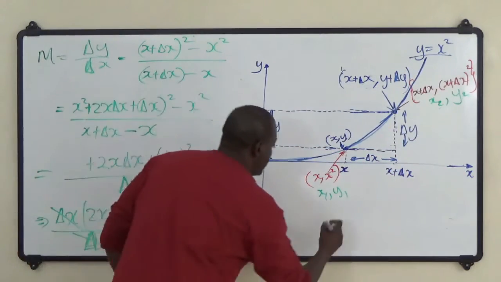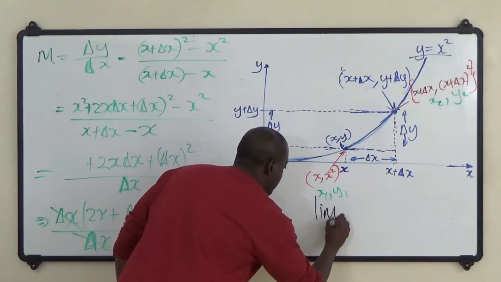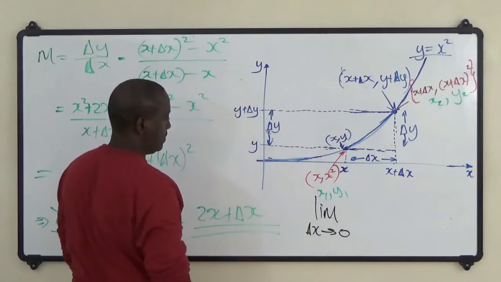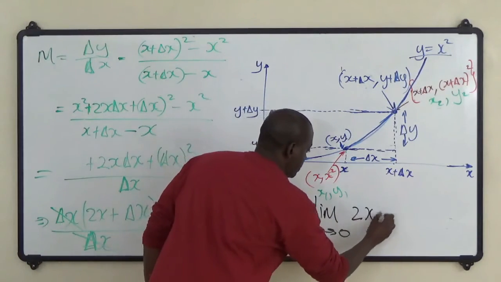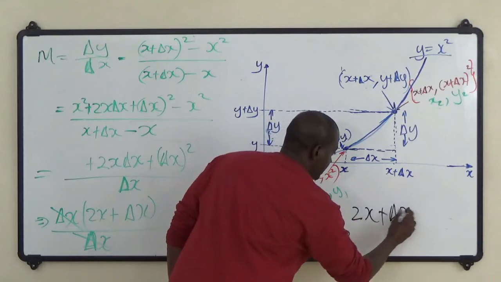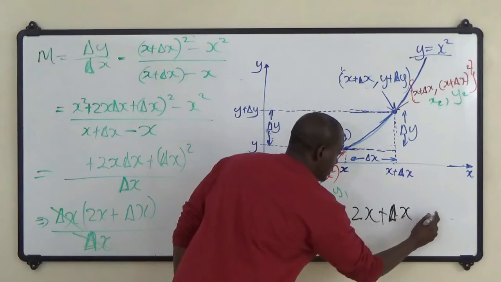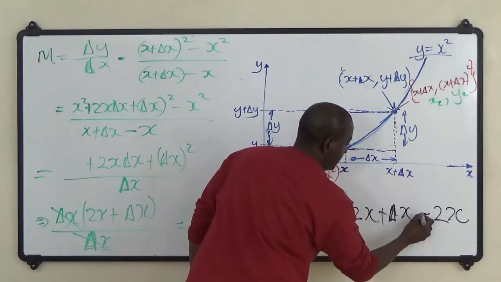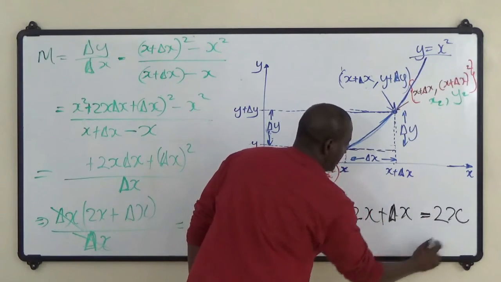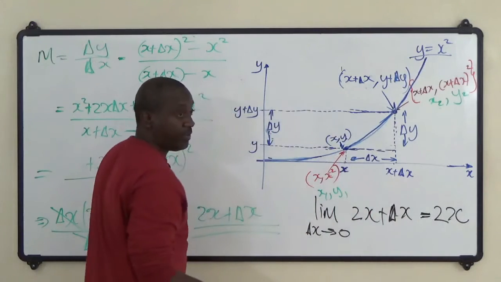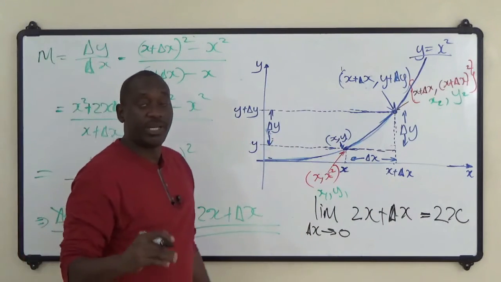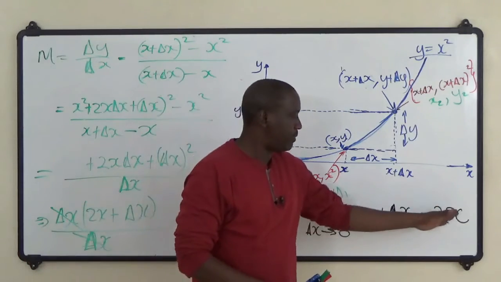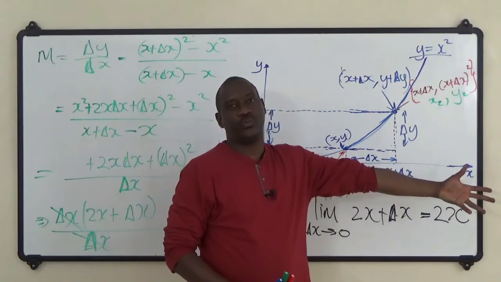So the limit as delta x tends to 0 of 2x plus delta x would simply be 2x. And at the point 1, 1, x is equal to 1, so that limit will be 2 by 1, which is equal to 2.